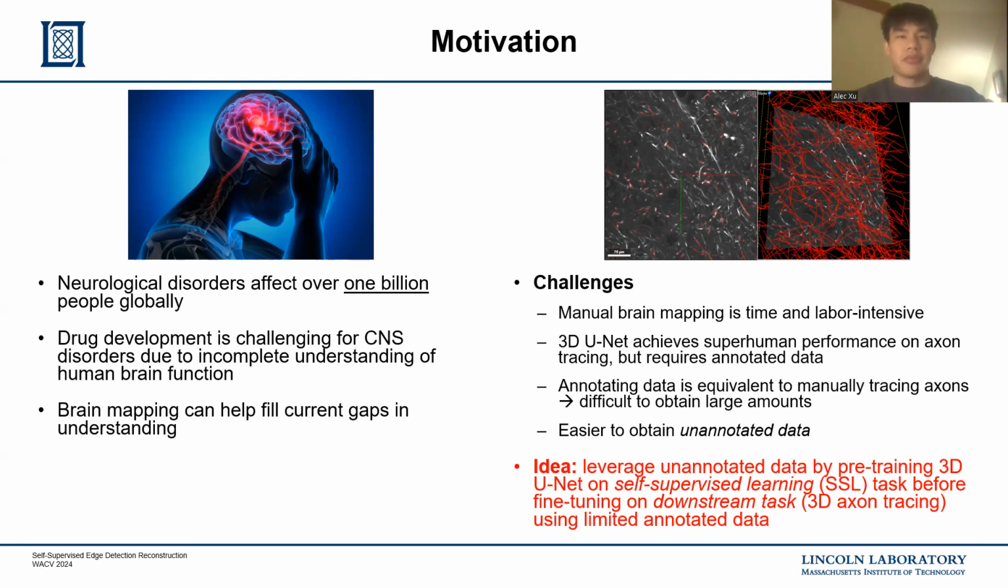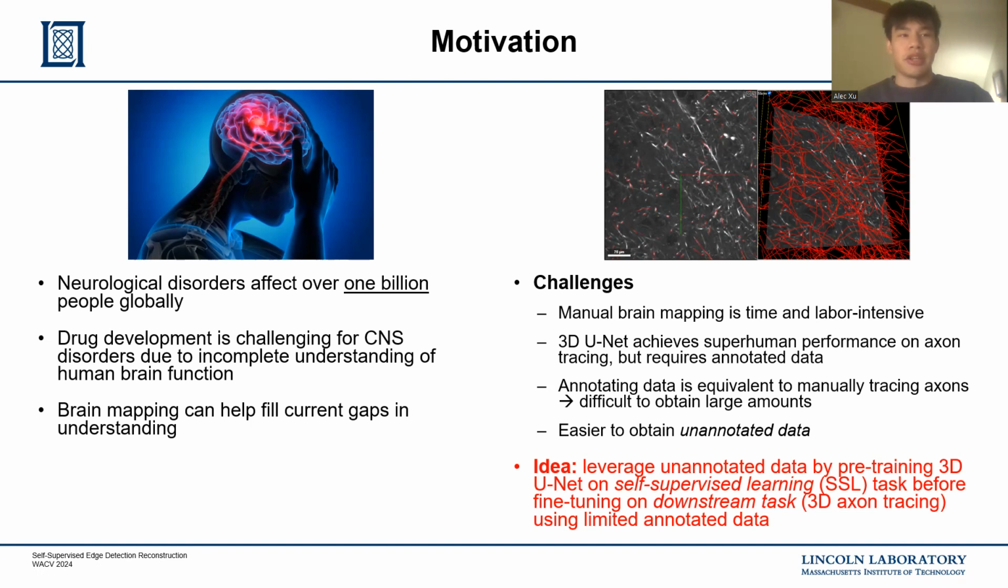Domain experts can manually trace axons themselves, but this is very time and labor intensive. So this is not practical for large-scale brain mapping. People have looked for ways to perform automatic brain mapping instead, using machine learning and specifically deep learning methods. In particular, the 3D UNet architecture has achieved great performance in this axon tracing task. But the downside is, in order to train a UNet, you need a sufficient amount of annotated brain tissue images.